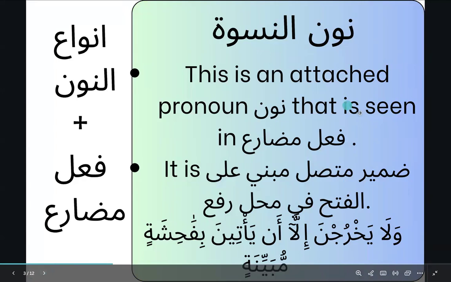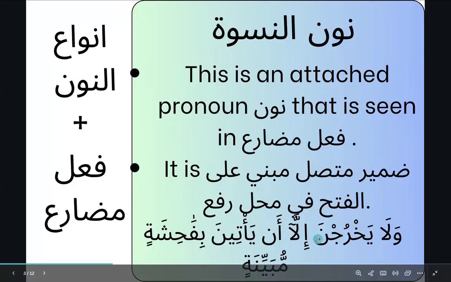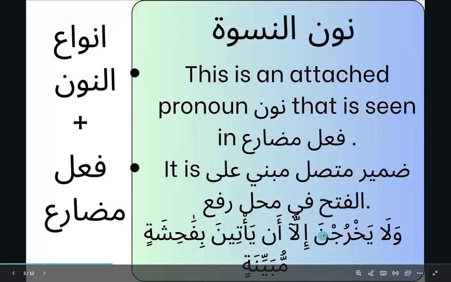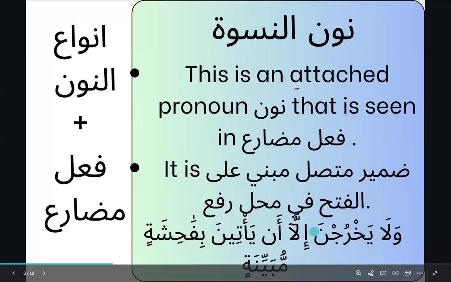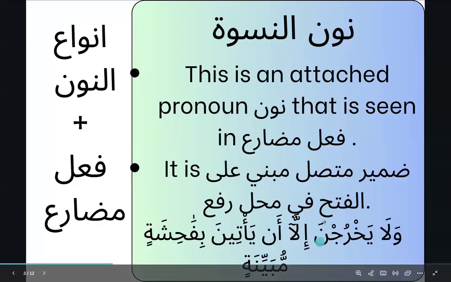The second type of noon that can be seen with fi'l mudari is an attached pronoun, nunun niswa. It is going to be seen at the end of the fi'l. Anytime an attached pronoun attaches itself to a word, it can only attach itself to the end of the word. It can never be found in the beginning, and can never be found in the middle of a word. It's always going to be at the end of the word. So nunun niswa is a pronoun that is a part of the inbuilt structure of fi'l mudari. It is an attached pronoun. It is taken and understood as an attached pronoun, therefore it is damir muttasil.